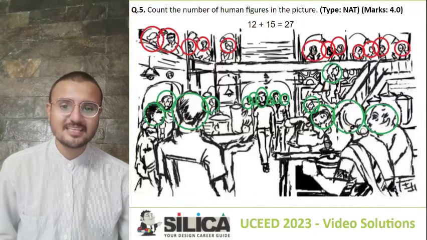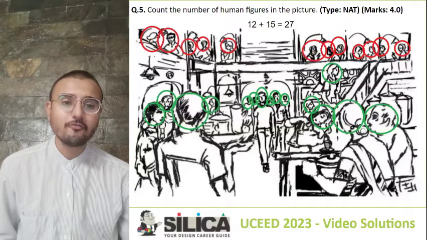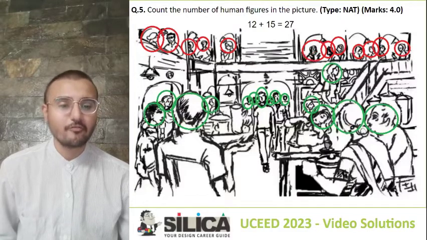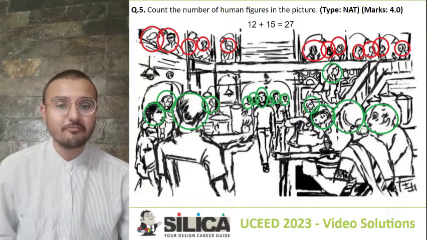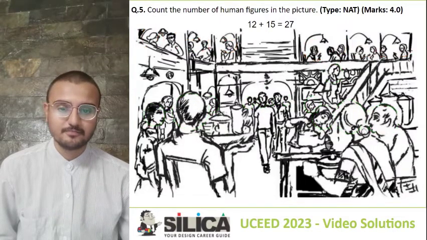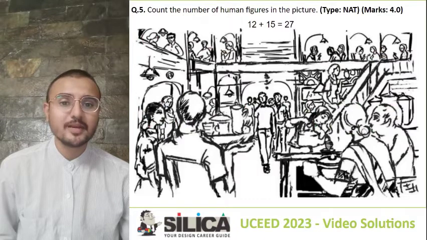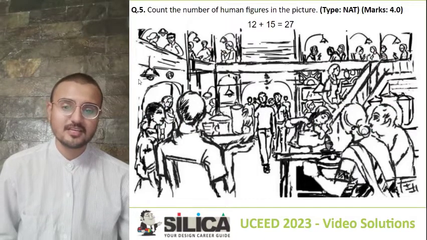So we can see 12 on the first floor and 15 on the ground floor. So there are a total of 27 human figures which we can find in the picture. So our correct answer is 27 human figures in the picture.